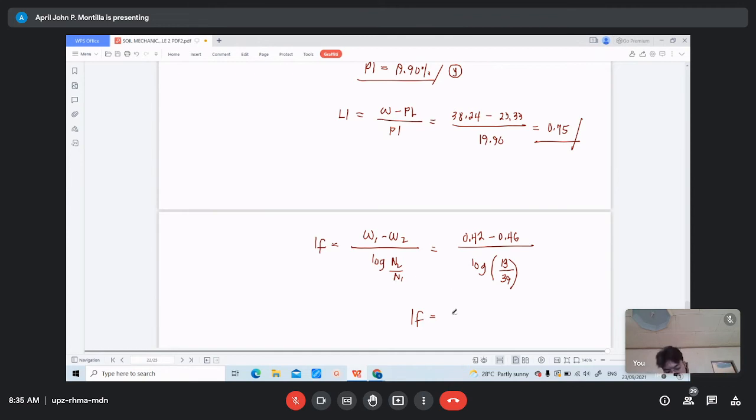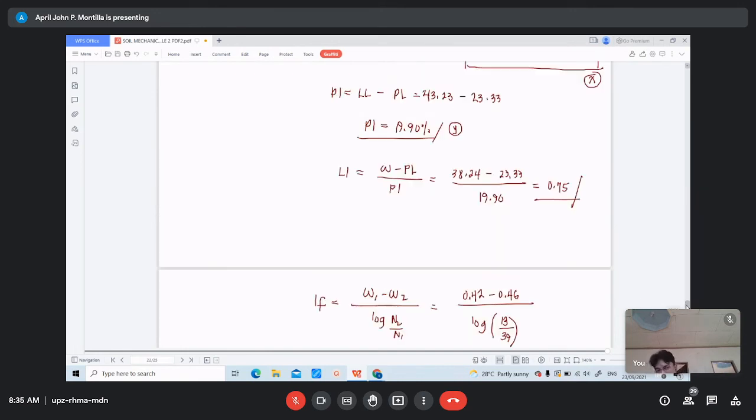0.078. 0.078 po, sir. So, store nyo lang to. Store nyo kay A, if you want. Meron pa ba? Gamit naman na natin yung mga yon.